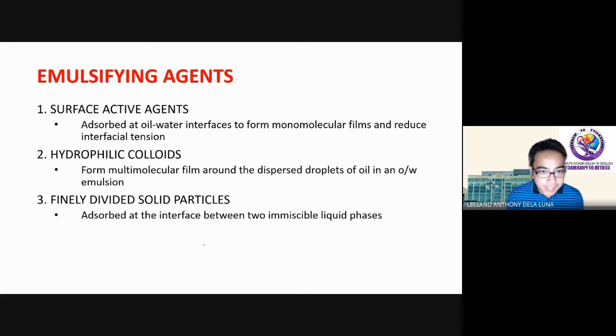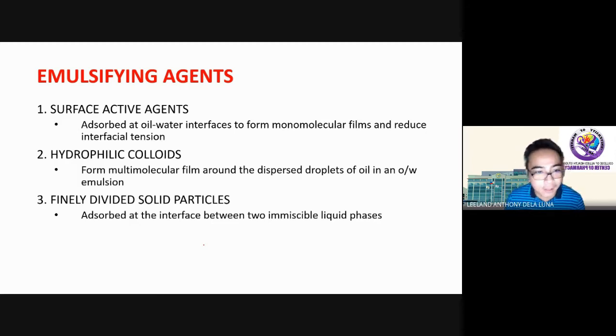So pag sinabi natin surface active agents, ito yung mga type of agents that adsorb at oil-water interfaces to form monomolecular films and reduce the interfacial tension. So again, class, as I mentioned a while ago, yung interfacial tension na yun prevents water and the oil from interpenetrating each other. So there's a constant force that's driving them to separate. Right? So by reducing that force class, such as with the use of a surface active agent, we allow them to combine with each other.